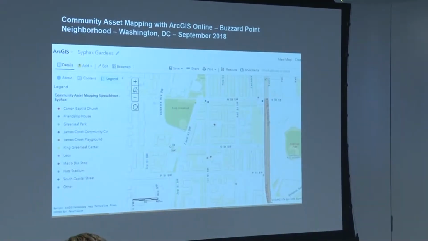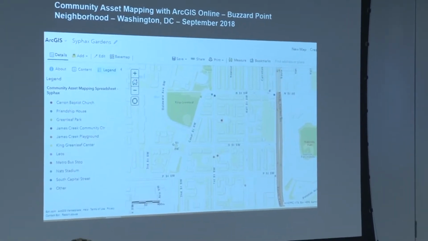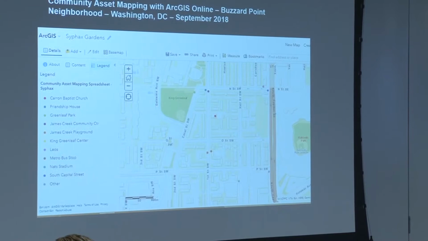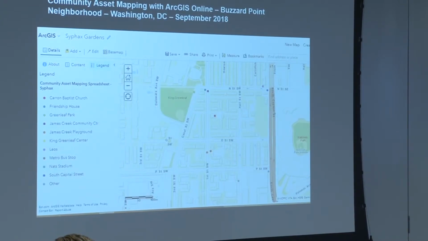So then we, of course, convert the data from the old Excel spreadsheet to CSV. And we use ArcGIS Online because it's free. Even I can afford it, and so community organizations can afford it. And very quickly, we can produce asset maps like this one as we walked around the Buzzard Point neighborhood.